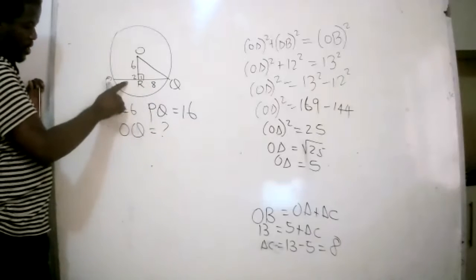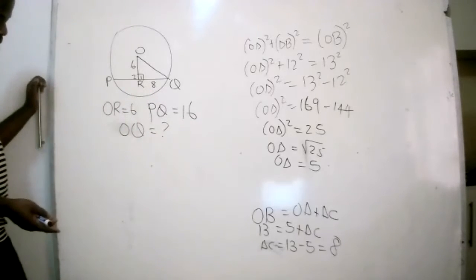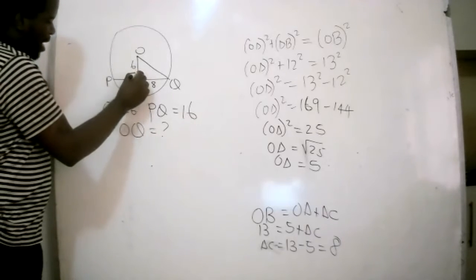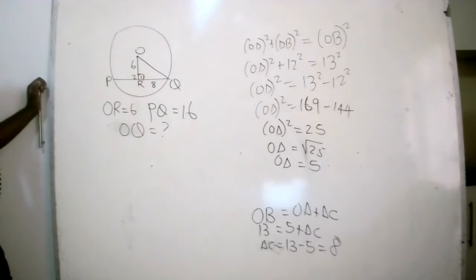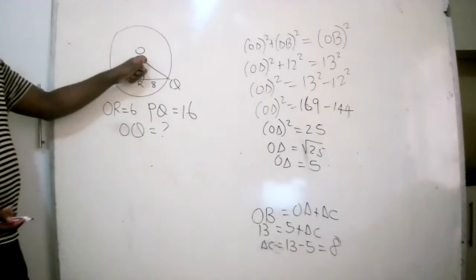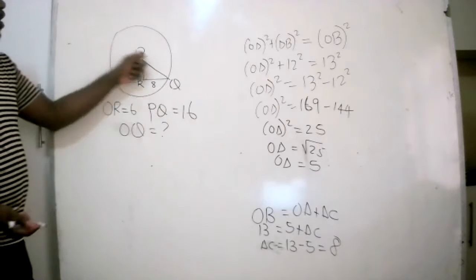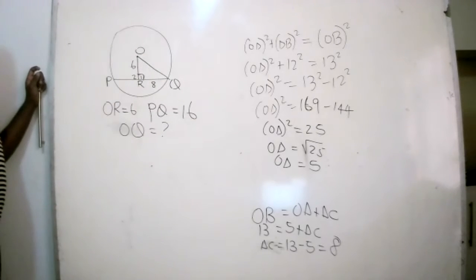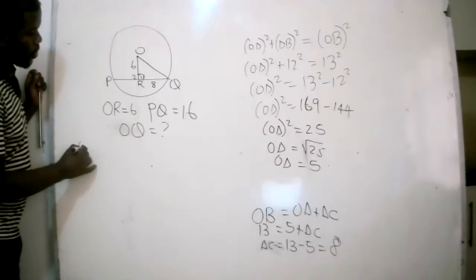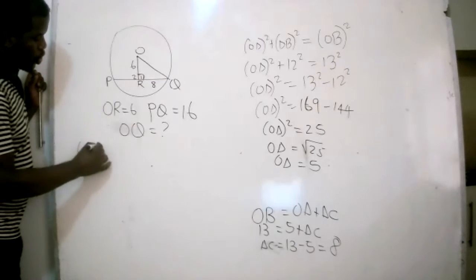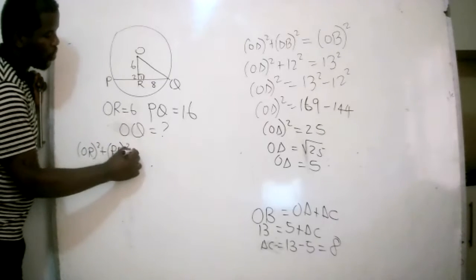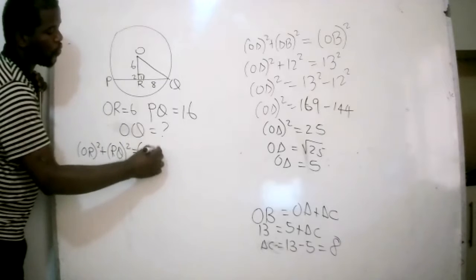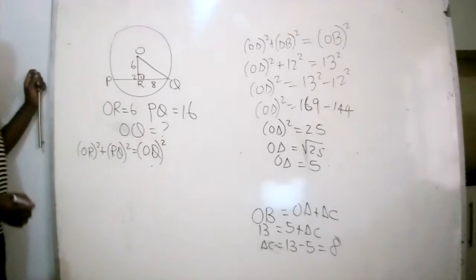Because this distance here is the same as that, by the midpoint theorem. The midpoint theorem applies only when we're given 90 degrees, and that is what we're looking for. After having that, we can calculate OQ. What are we going to use to calculate OQ? Pythagoras. So here we're going to have OR squared plus RQ squared, which would be equal to OQ squared. Do you agree with me on that one?